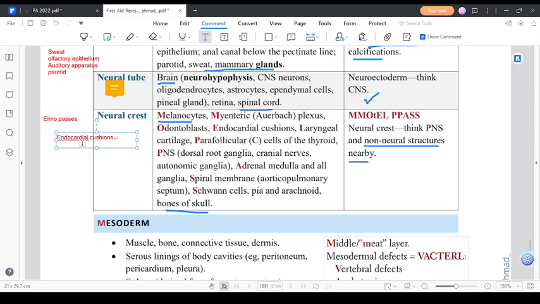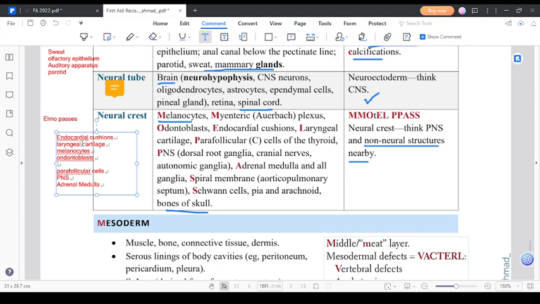Then the other P is for the PNS, like dorsal root ganglia, cranial nerves, and the autonomic ganglia. Then A is for the adrenal medulla. You may not be seeing anything written over there. Okay, now you can see it because my laptop is a bit slow. So adrenal medulla, PA. Then S is for the spiral membrane, aorticopulmonary septum.